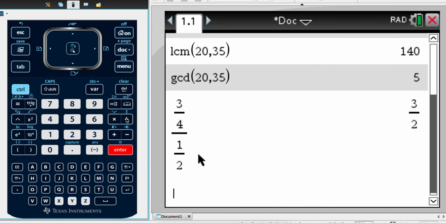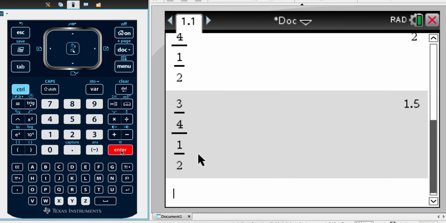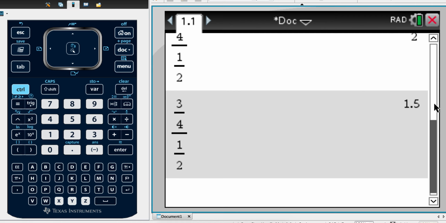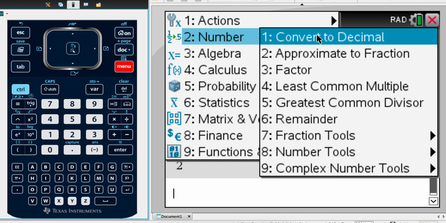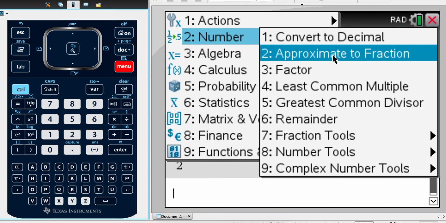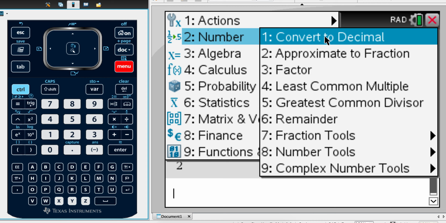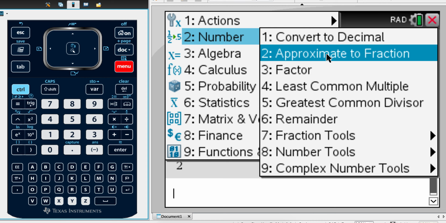Now, imagining that you want that answer as a decimal rather than as a fraction, you can either press Control, Enter, which will change it to a decimal instead of the fraction. Or the other thing that you can do is do menu, number, and you can either convert it to a decimal or you can convert it to a fraction. So you can use these two things to change any answer from fraction to decimal.